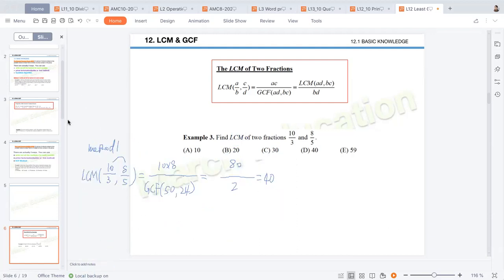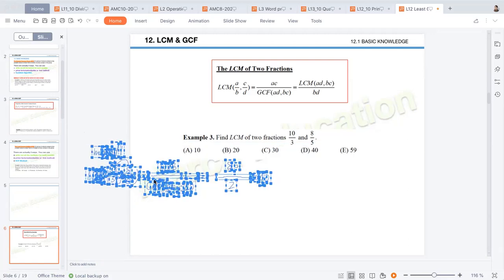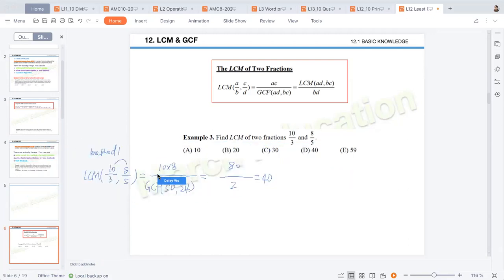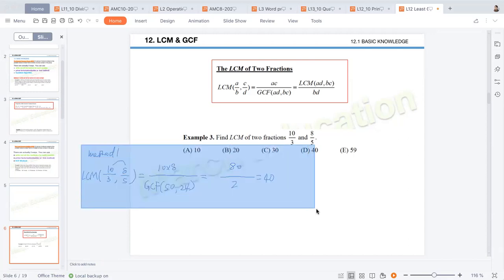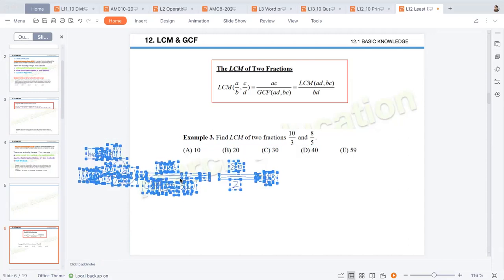Sorry. I want to move this to the middle. Okay, I want to move this to the middle.